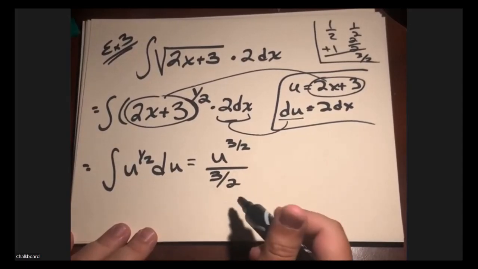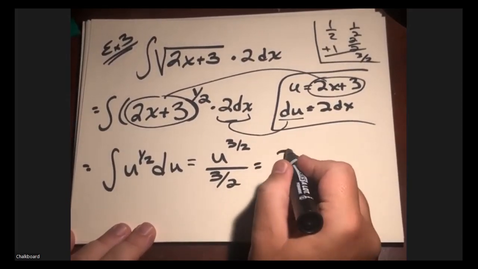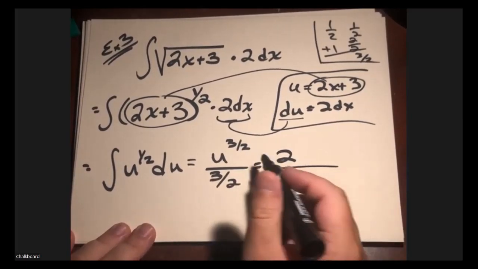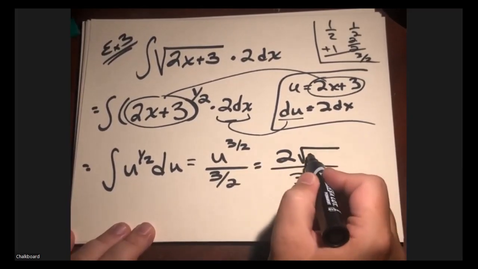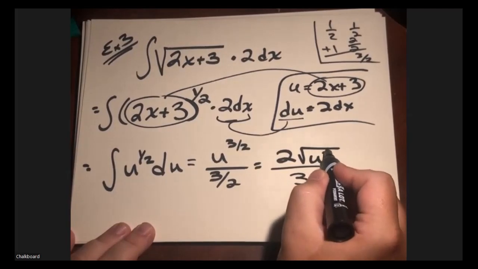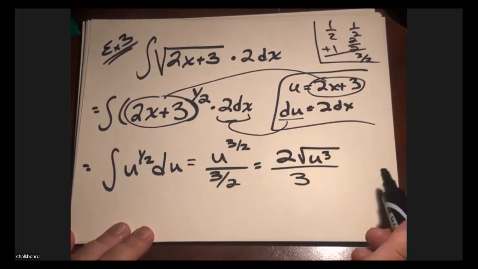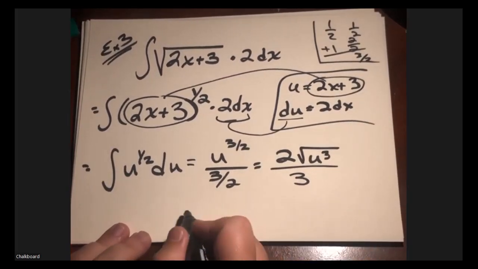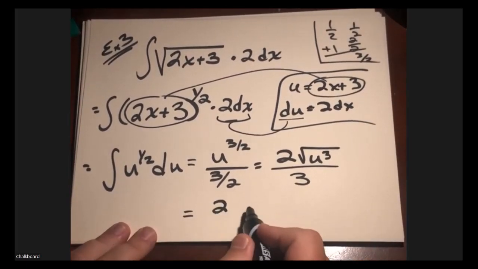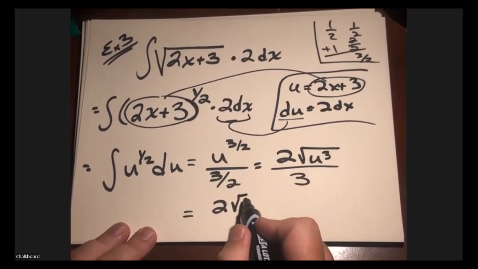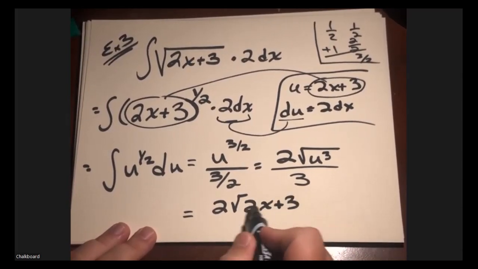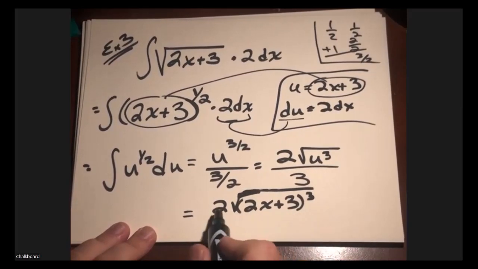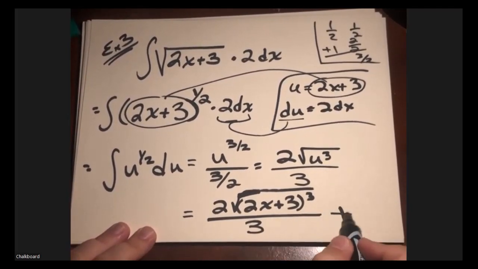So what does it mean divide by 3 halves? It means multiply by 2 thirds. And what does 3 halves mean? Well, the 2 means the square root, and underneath has a 3 as an exponent. Last but not least, what is u? U is this expression 2x plus 3. So the final solution is 2 square root of 2x plus 3 quantity cubed all over 3 plus c.